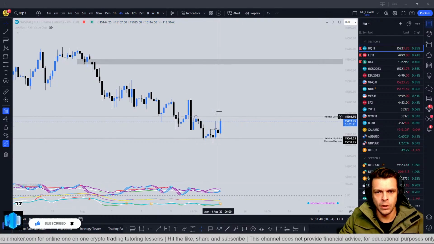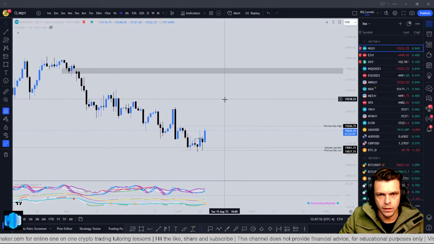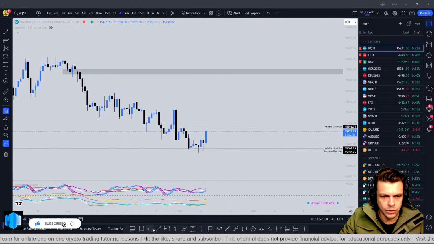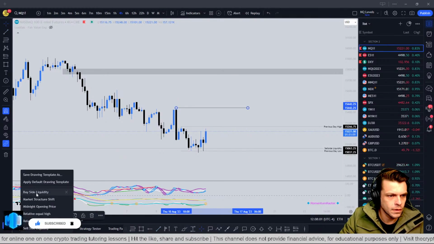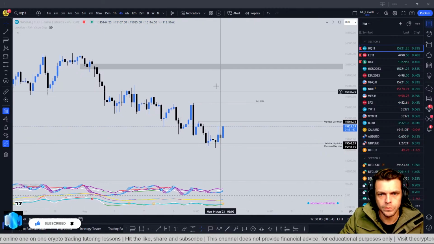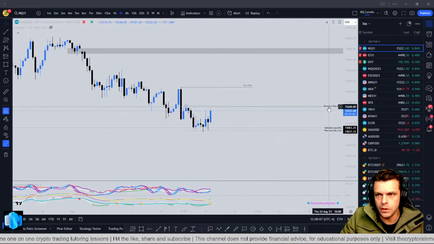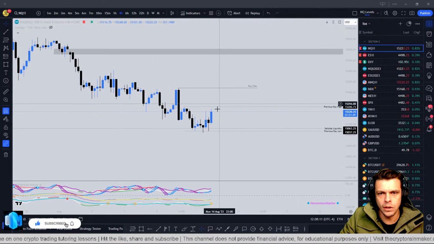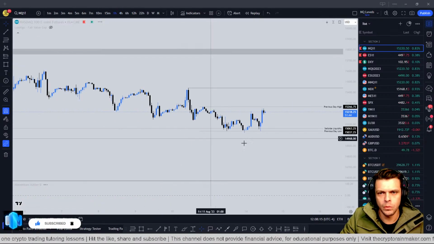Okay, so the 4-hour got the market structure shift. The liquidity, let's quickly remove that. I'm also just going to mark off this level as buy side liquidity. So right now the next area of liquidity is the previous day high that we discussed on the daily chart. So it looks like it is trying to move towards that area. So we look at the 1-hour chart.